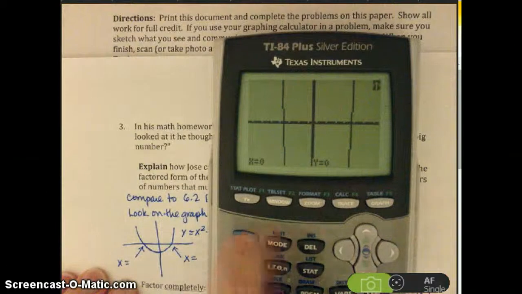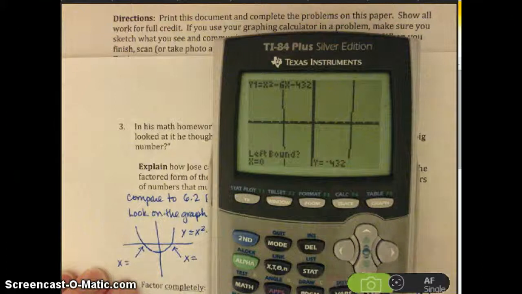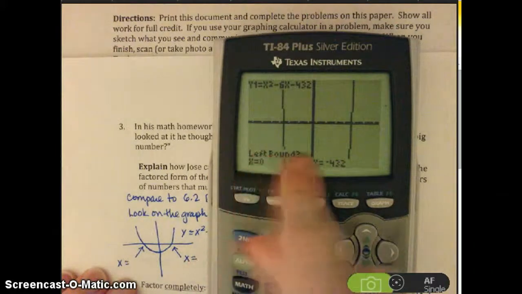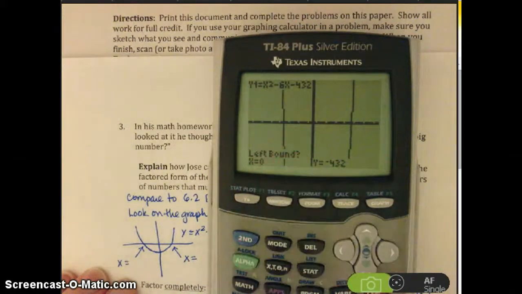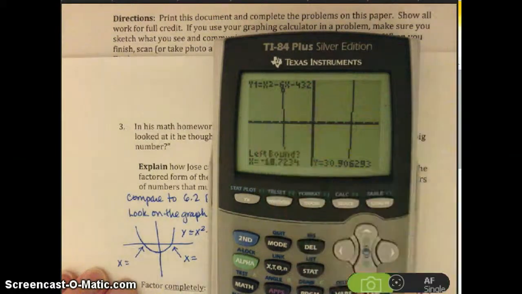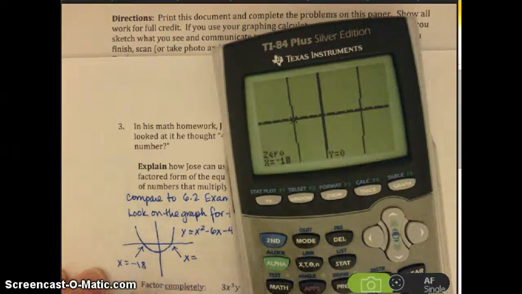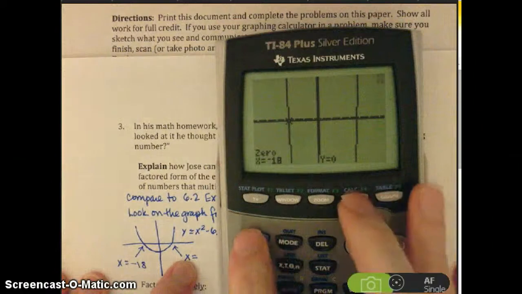In the second calc menu, there's a function to find out what those numbers are. I have to answer some questions. I have to move my cursor over to the left bound, which means just to the left, just to the left of my zero, and then I'll hit enter, and now right bound, so I'm supposed to move to the right and hit enter, and then guess, this is pretty close, enter. Okay, so negative 18, and I'll repeat that for the other zero.